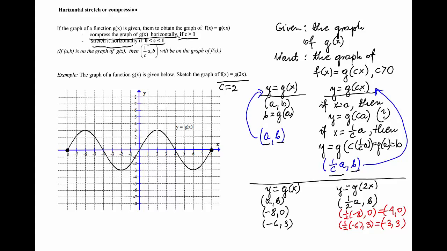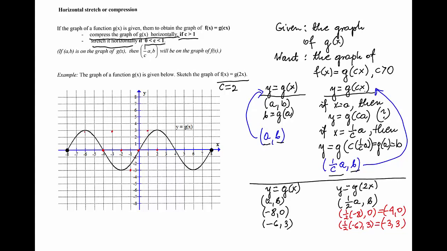If we do that to all the characteristic points of the graph, I can say that point -8, 0 will be transformed to the point -4, 0. Point -6, 3 is going to be transformed to the point -3, 3. Point -4, 0 is going to be transformed to the point -2, 0. Point -2, -3 will be transformed to -1, -3. Point 0, 0 will be transformed to 0, 0. Point 2, 3 is going to be transformed to 1, 3. Point 4, 0 will be transformed to 2, 0.